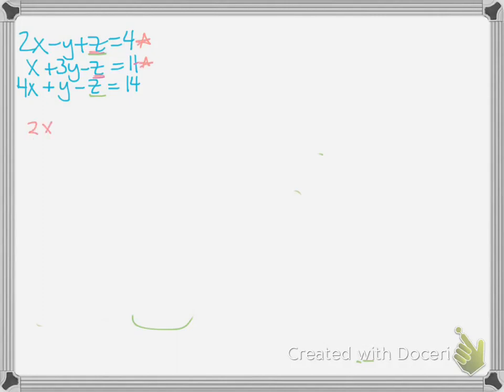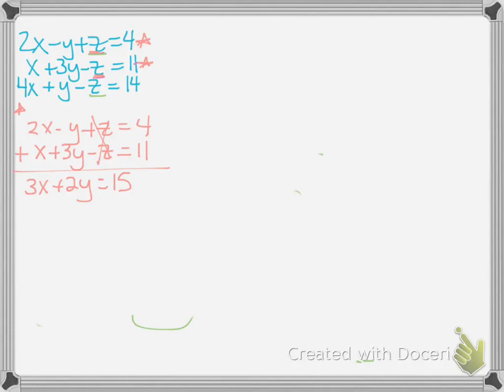So I have 2x, this is my star equation, so 2x minus y plus z is equal to 4, and my other one with the star is x plus 3y minus z is equal to 11. So I always add going down. I got 3x plus 2y. My z's cancel. That was our goal. That's why we picked that one.